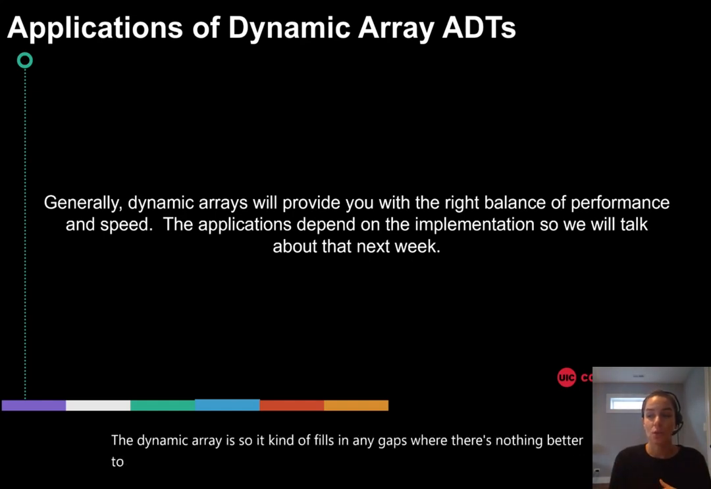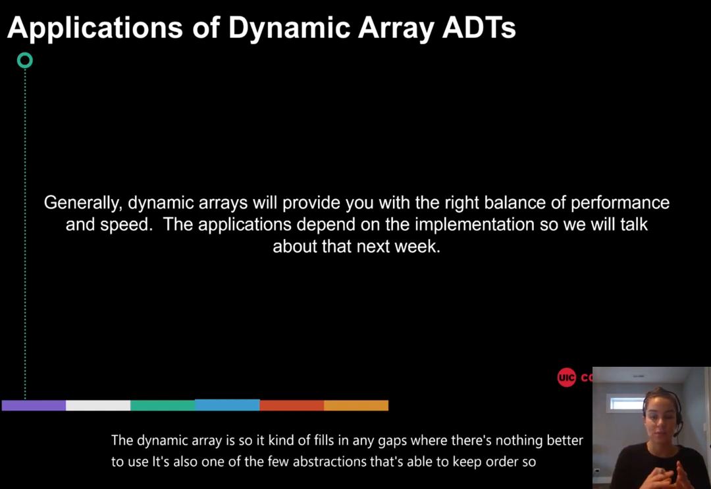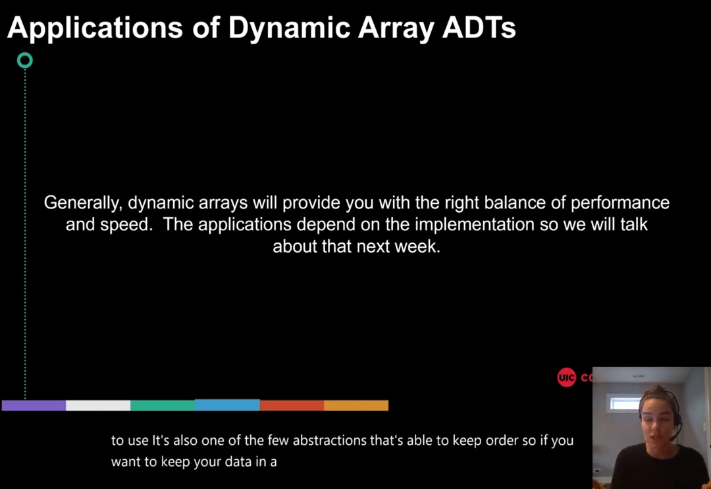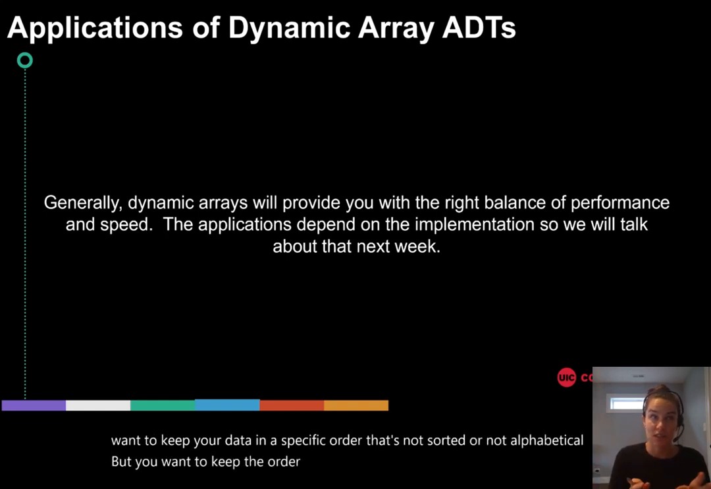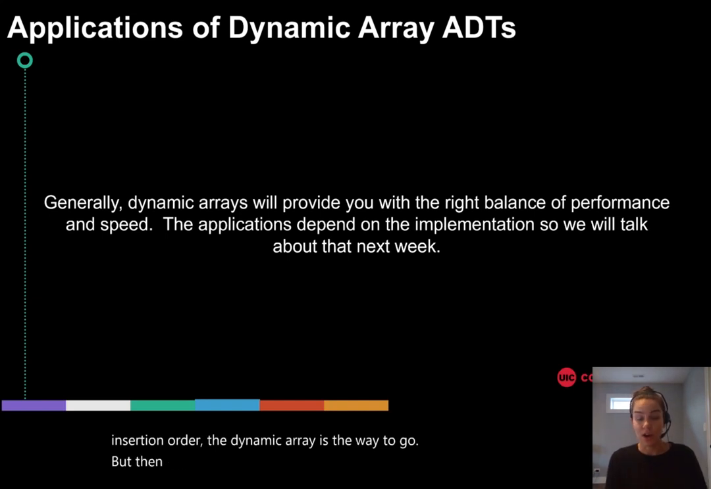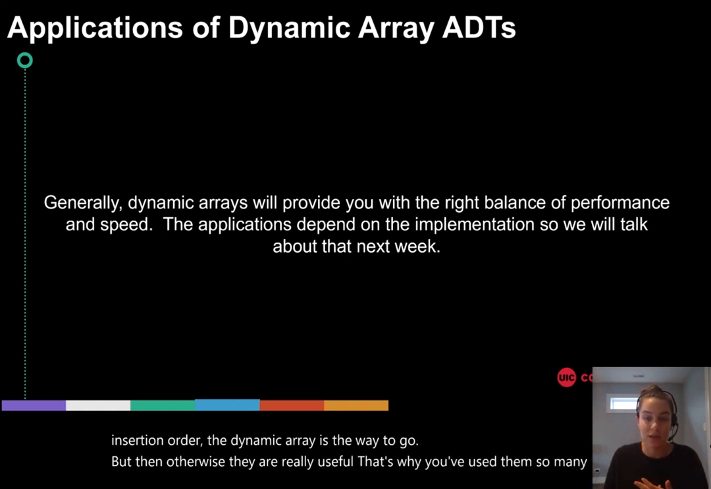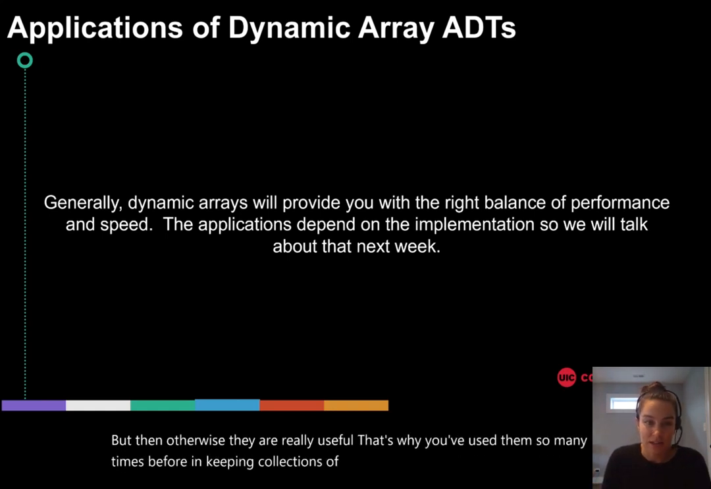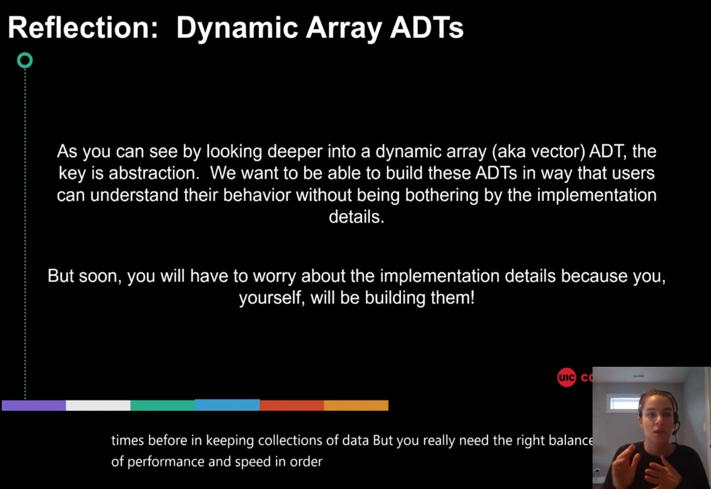It's also one of the few abstractions that's able to keep order. So if you want to keep your data in a specific order that's not sorted or alphabetical, but in some other odd way, like for example insertion order, the dynamic array is the way to go. Otherwise, they are really useful. That's why you've used them so many times before in keeping collections of data, but you really need the right balance of performance and speed in order to use them.